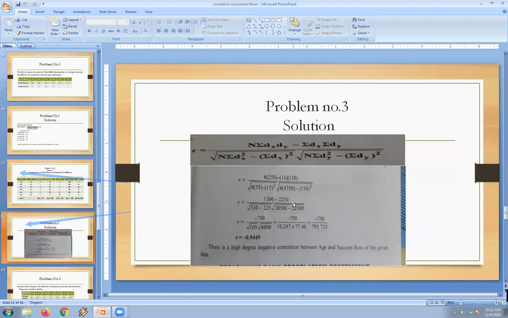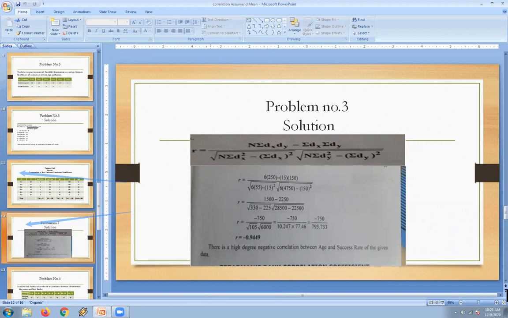We substituted all the values, then we calculated 250 into 6 is 1500 minus 15 into 150 is 2250, divided by root of 6 into 55 is 330 minus 15 square is 225. Again root of 6 into 4750 is 28,500 minus 150 into 150 is 22,500. r equals 1,500 minus 2,250. So we are getting a negative value, minus 750, divided by root of 330 minus 225 is 105. Then 28,500 minus 22,500 is 6,000.